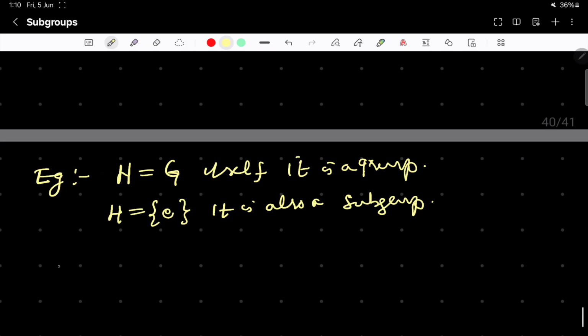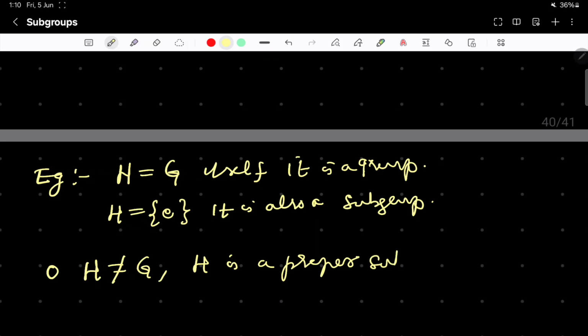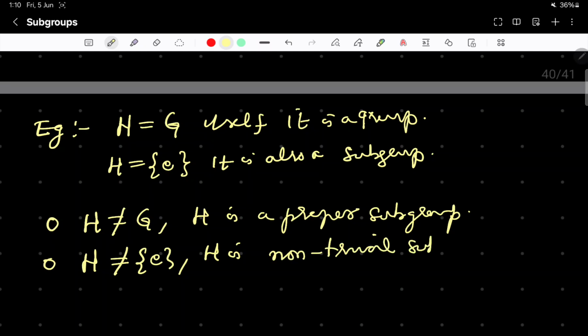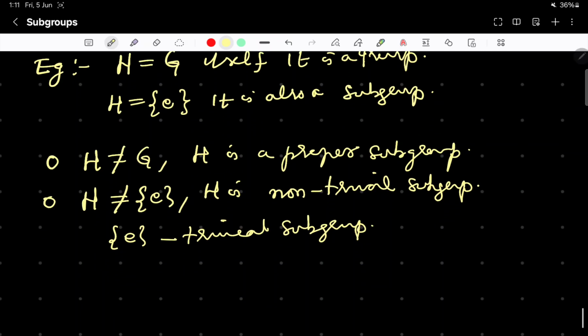Now, if H is not equal to G, we call H a proper subgroup. And if H is not equal to the singleton {E} either, we call H a non-trivial subgroup. So these two extreme cases we call trivial subgroups. Okay, these are the interesting facts.